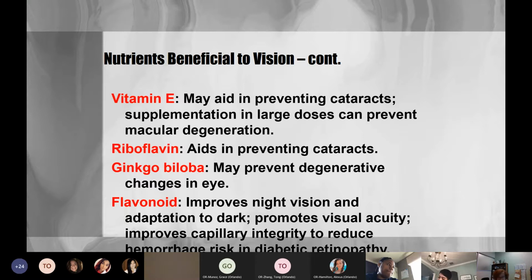Ginkgo biloba for degenerative changes, of course. Flavonoid improves night vision and the darkness as well, and helps to reduce some hemorrhaging from diabetic retinopathy. Patients who have diabetic retinopathy easily go blind because of the high sugar content in the bloodstream over time. It can lead to blindness. So these are very important to know, not just vitamins, but of course your herbs.